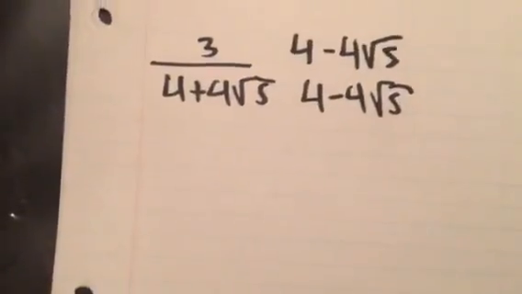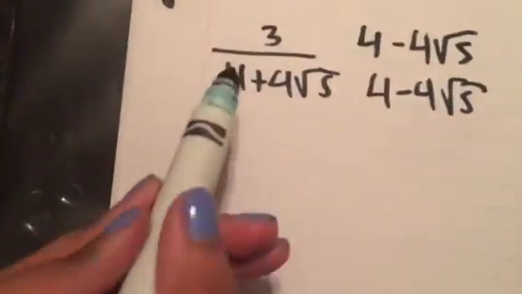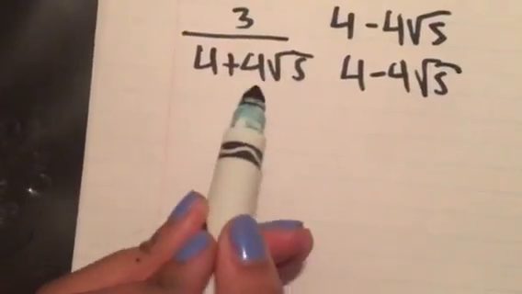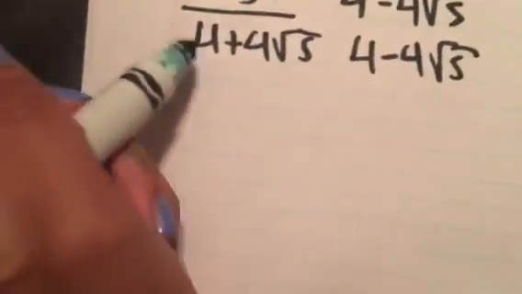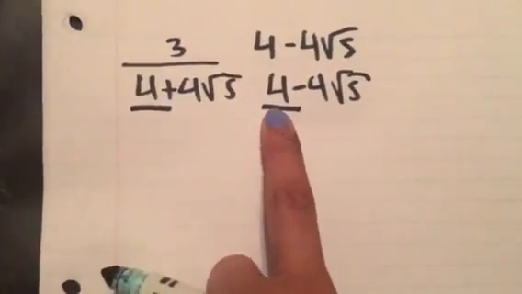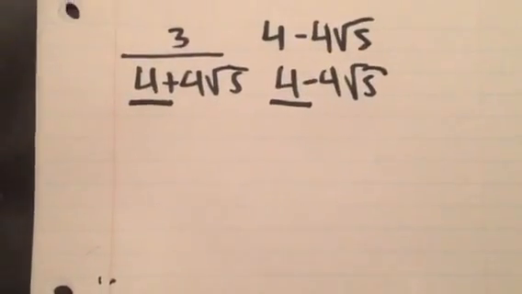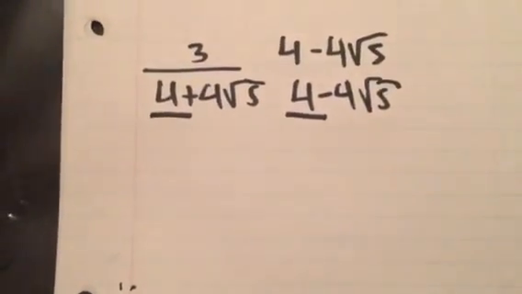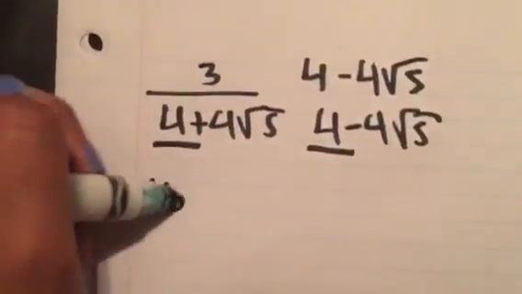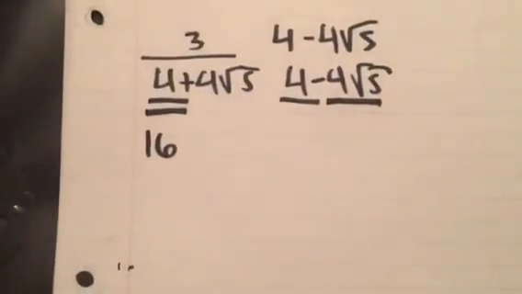For this, you will have to remember the method of FOIL, which is just multiplying this whole equation by this whole equation. First, we will have to do the 4's. I like to put these lines underneath to remind me where I am and what steps I'm at in the equation. 4 times 4 is 16. And then I'll do 4 times negative 4 square root of 5.